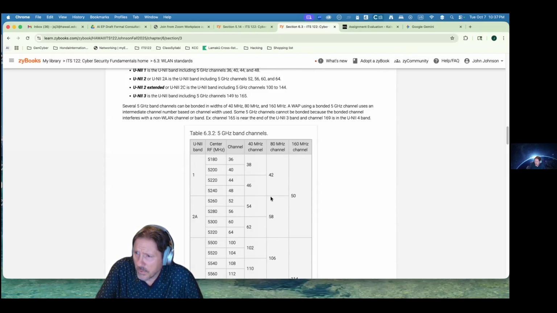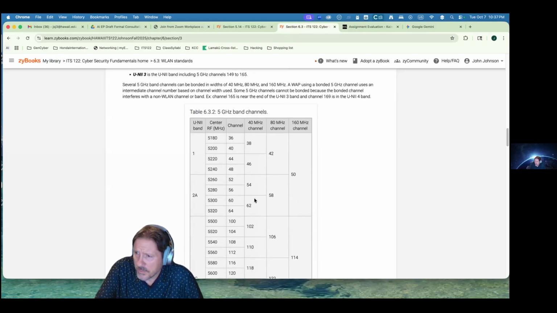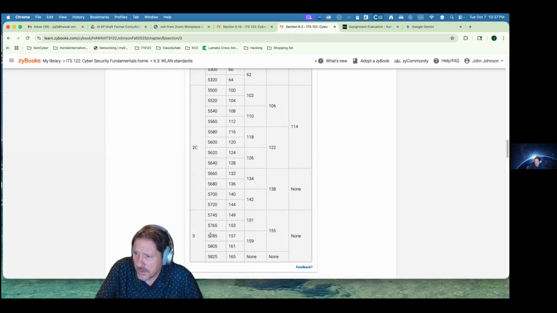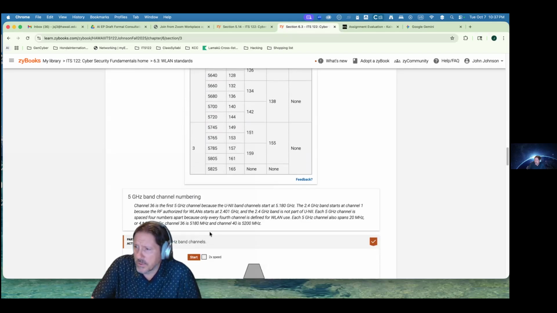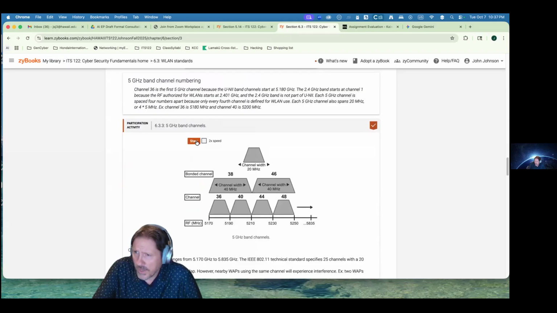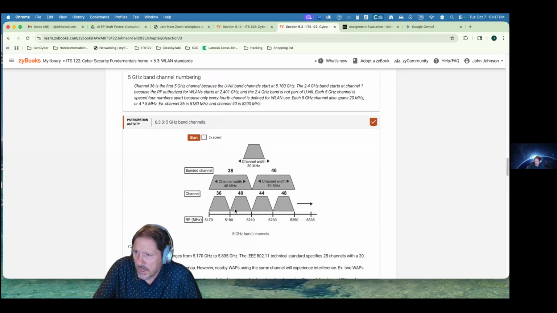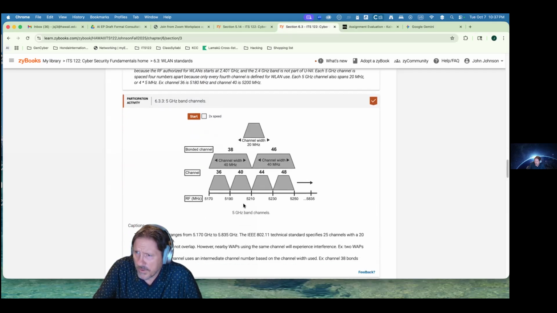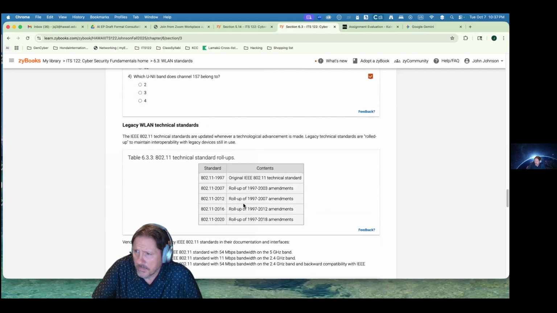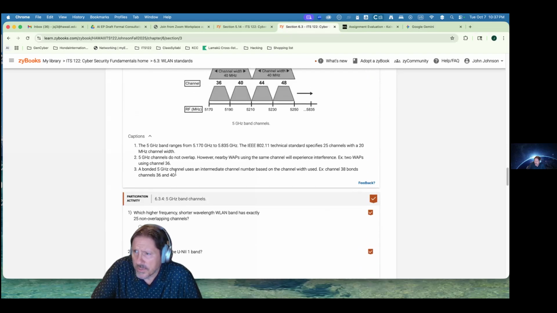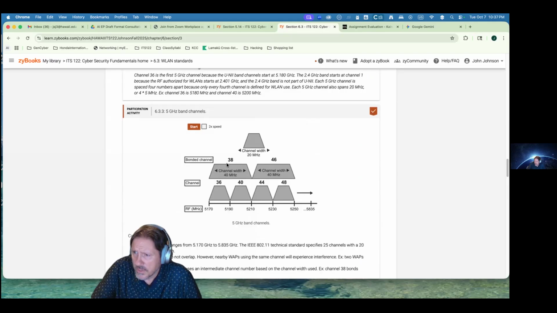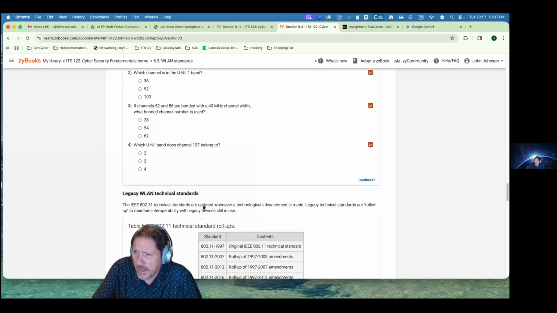And then for 160, we go right in the middle of all these channels and take 50. So 50 would be a 160 megahertz channel. Then we've got UNI 2A, which is broken up the same way, and then we've got 2C and 3 down here. We also have good graphics that show how they're divided up. I'd recommend you go through this. It's really a nice demo of the 5 gigahertz band channels that we have in there. So go ahead and take a look at that. It's going to show you the numbering system and everything.